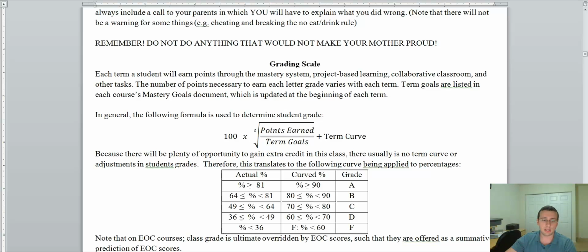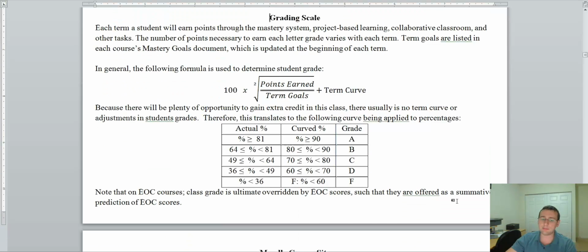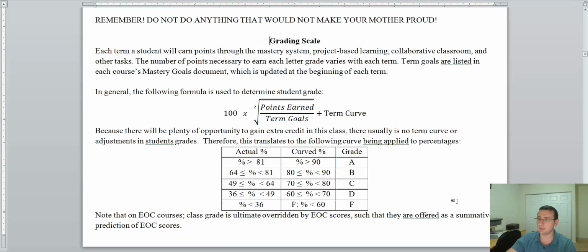But remember that in EOC courses, when it comes to the end of the year, this grade may be overridden by the EOC grade when all is said and done, so that the term grades are only predictors of the final grade that you will receive at the end of the course.